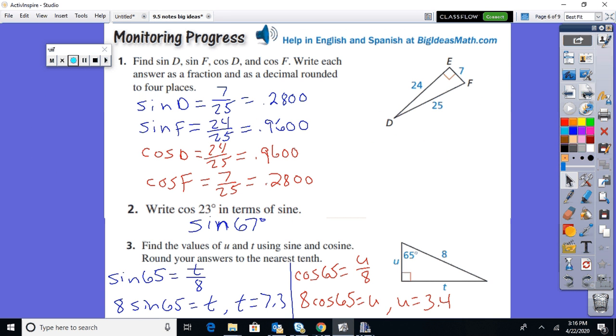All right, back again. So here we go, first three problems, just like our examples we just did. You got sine D, sine F, cos D, cos F. Make sure you are checked out. Number 2, subtract 23 off 90. Cosine 23 is sine 67. And number 3, 65 is our reference angle. So opposite over hypotenuse for T, adjacent over hypotenuse for U, and make sure you get 7.3 and 3.4.